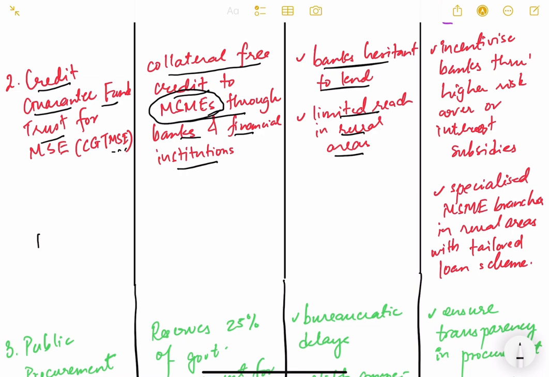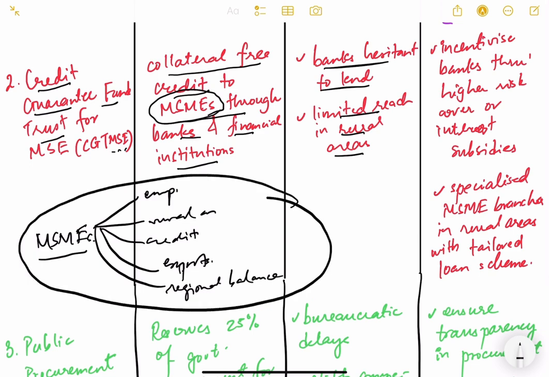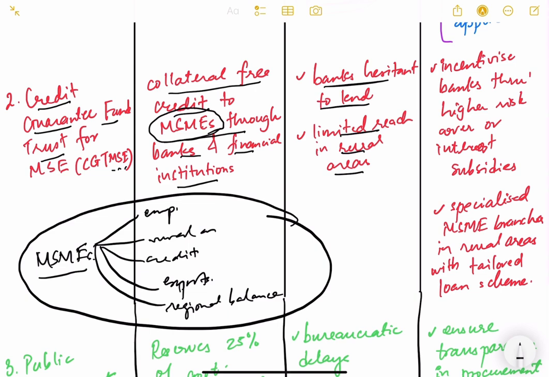Whenever, friends, we are talking about MSMEs, please keep 2-3 things in mind. As I have told you, one is about employment generation, one is about rural areas, one is about credit, another one is about export potential, then regional balance. So these are some of the points where you have to focus, and these are also the needs of our Indian economy, and MSME is a promising way. We have seen that in the previous video. So the shortcomings that are there will also revolve around this only.